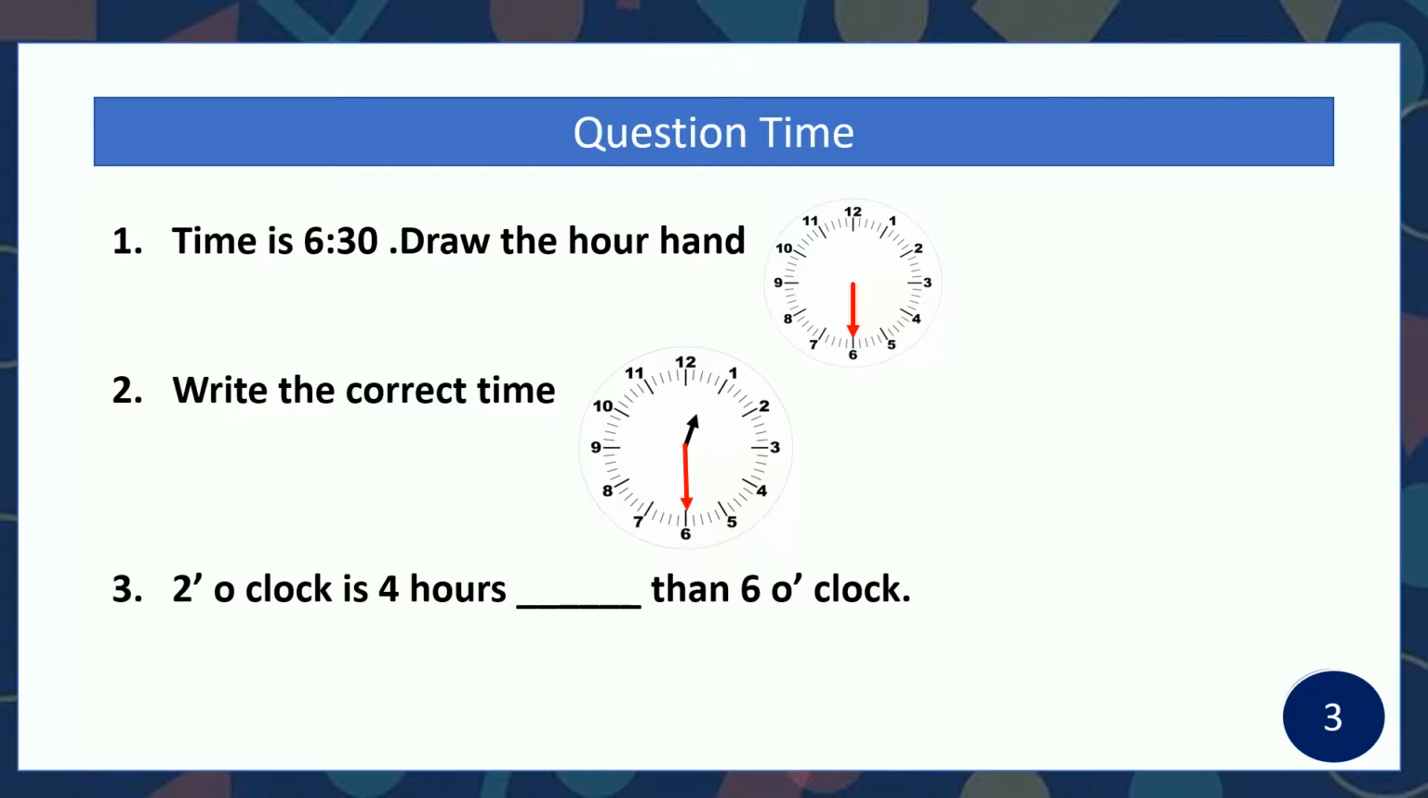Question number 2. Write the correct time. The hour hand is between 12 and 1. The minute hand is at 6. Question number 3. 2 o'clock is 4 hours dash than 6 o'clock. Time starts now.